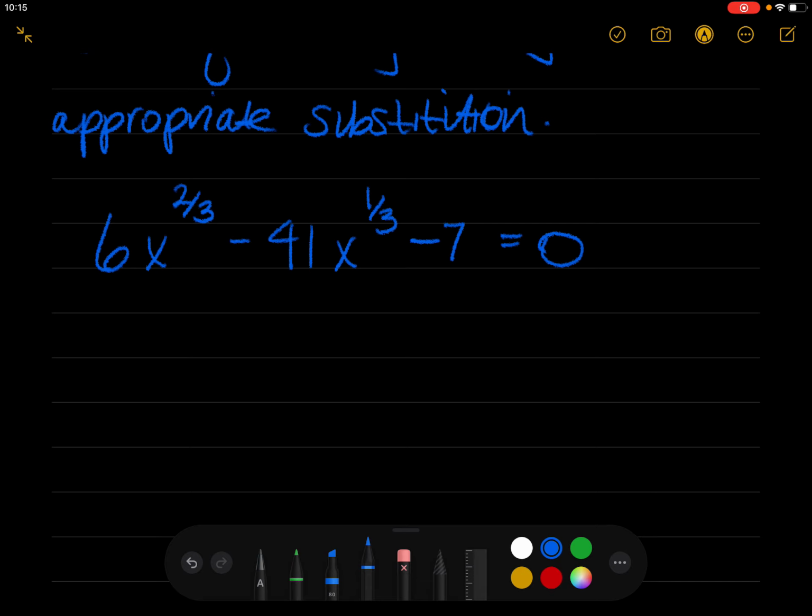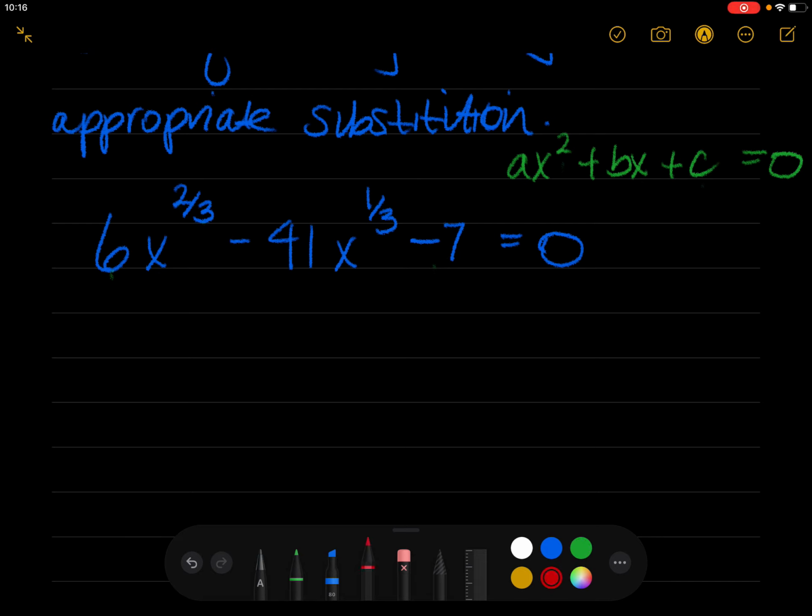an appropriate u substitution, we can rewrite it in the form of a quadratic equation. So just to review, our quadratic equations are in the form of ax squared plus bx plus c equal to 0. Looking at what we have here and comparing the two, 6 would be our a, and then we have our x to the 2/3 instead of to the second. We have minus 41x to the 1/3 instead of x to the first. And then our constant. The constant part really isn't going to have anything to do with what we're trying to do right now, other than we will need it when we go to solve the quadratic and so forth.